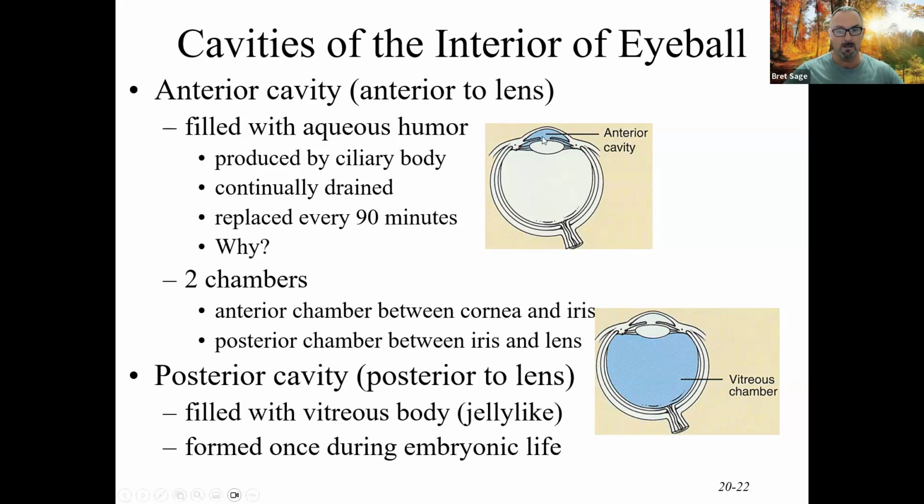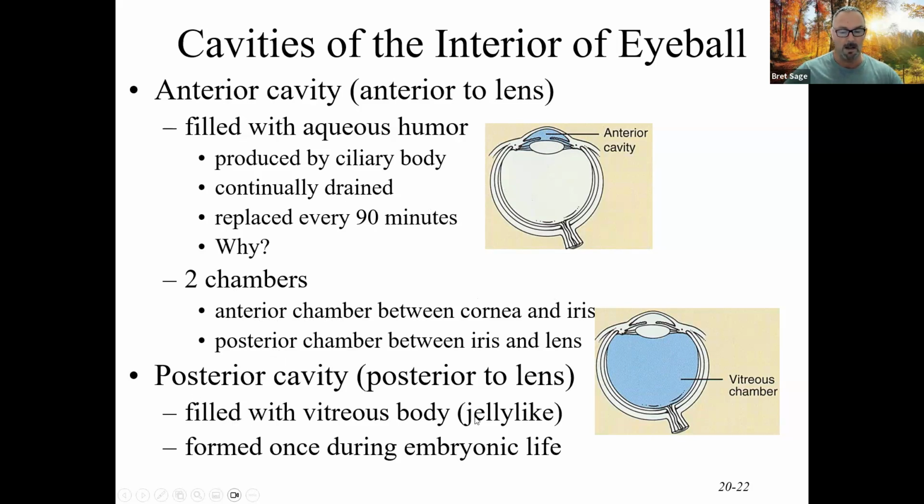Now, there's two chambers of this anterior cavity. The anterior chamber is the front part of the anterior cavity. The posterior chamber is this little tiny potential space between the iris and the lens. Now, the posterior cavity is everything behind the lens. You can see this big blue here, and that's dominated by what is called the vitreous body or vitreous chamber.